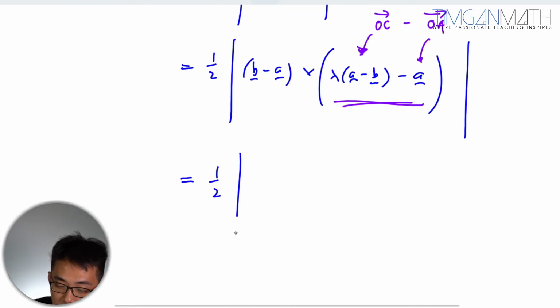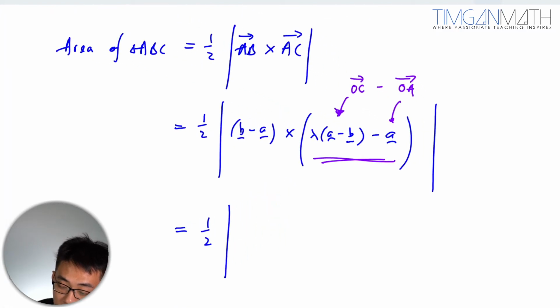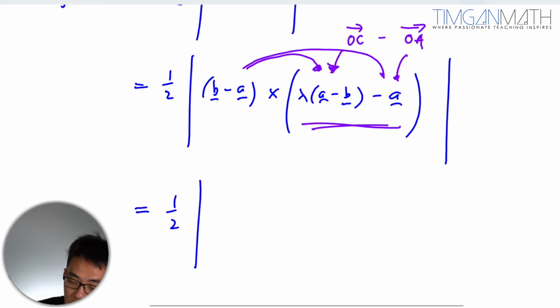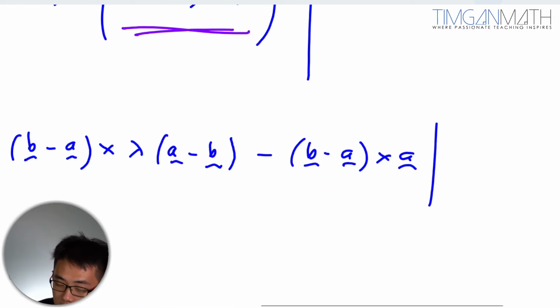So half, cross, this over here. It looks difficult, right? So maybe I could just distribute this in. I slowly do this: B minus A cross with lambda A minus B, minus B minus A cross with A. Okay, this is pretty okay.